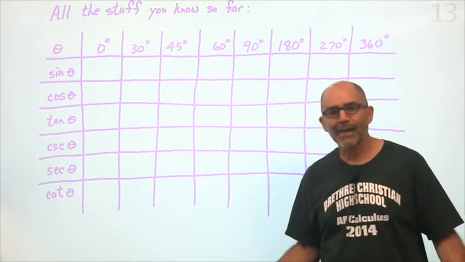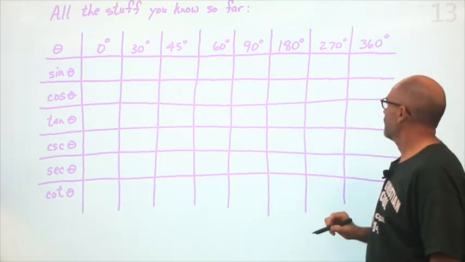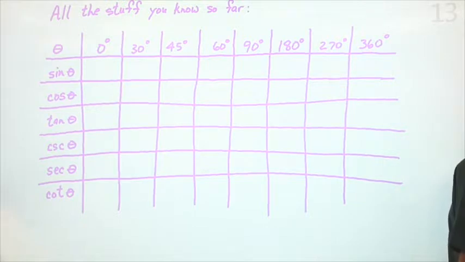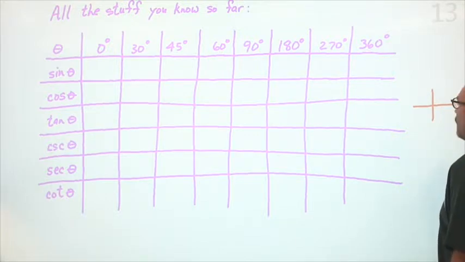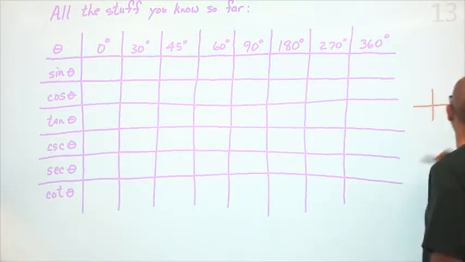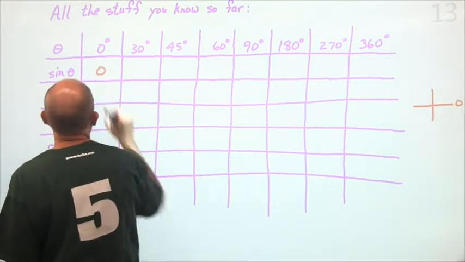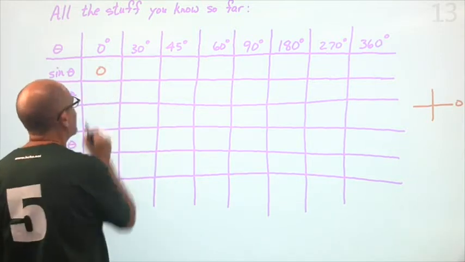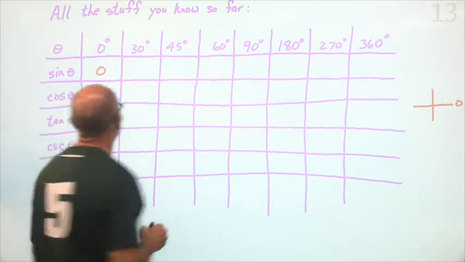All right, welcome back. Okay, so 0 degrees. Well, remember, we need to look at our quadrantal angles. So 0 degrees is out here. Well, sine of 0 is the y value at 0. What is that? It's 0. So, yeah, we'll go with red here. So, sine of 0 is 0. Cosine of 0 is the x value at 0, which is 1.